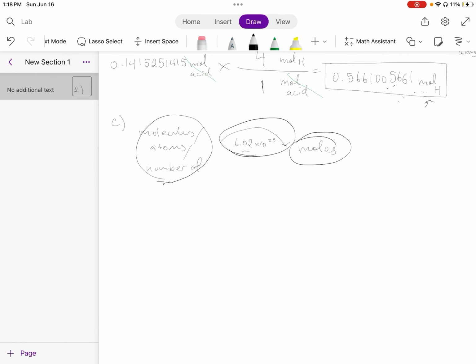So again, write what we know, or what they give us in the question. So from previous, we know that we have this. Moles of H. Again, our fraction. What do we want to cancel out? We want to cancel out moles and get to molecules, or number of. So we can just say total H. So those cancel out and we'll be left with total H.